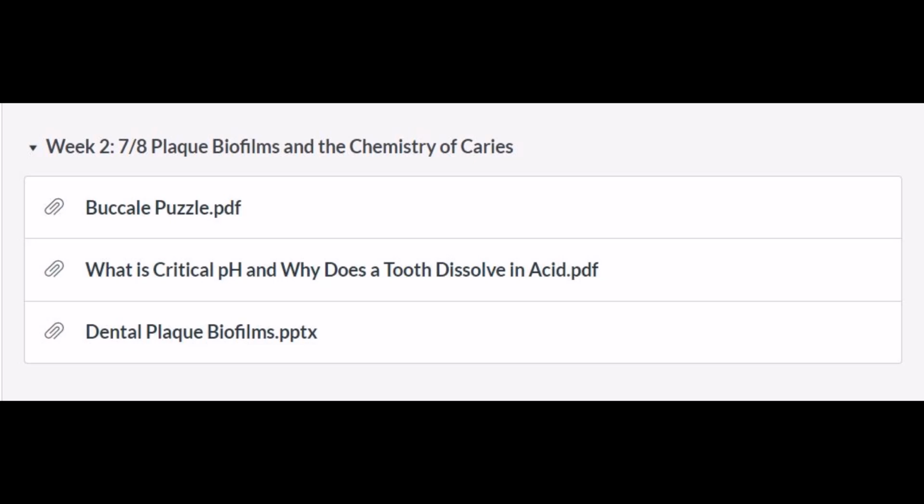So to combat this, in an undersaturated environment, it's going to try to pull minerals from other areas. It's going to pull to balance this out because this has to stay in equilibrium. So it's going to pull minerals from the saliva. It'll actually pull minerals from the bacteria. It'll pull minerals away from the calculus. So if you have an acidic environment, it's going to actually destroy some of the calculus.